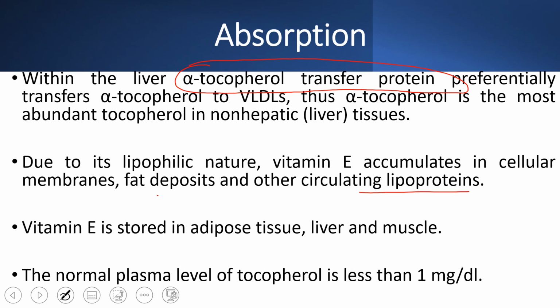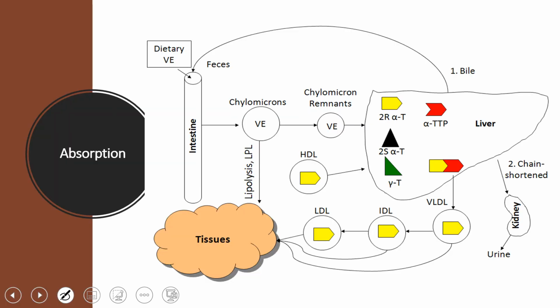Due to its lipophilic nature, vitamin E accumulates in the cellular membrane, fat deposits and other circulatory lipoproteins. Vitamin E is also going to be stored in the adipose tissue, liver and muscles. The normal plasma concentration of tocopherol is less than 1 mg per dl. This is how it is going to be transported in our body.